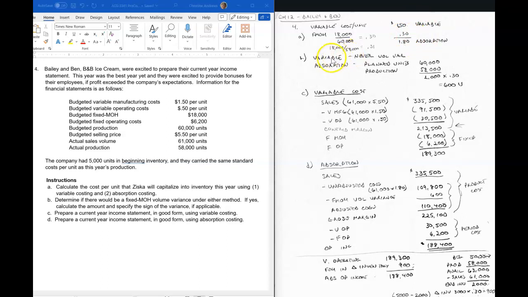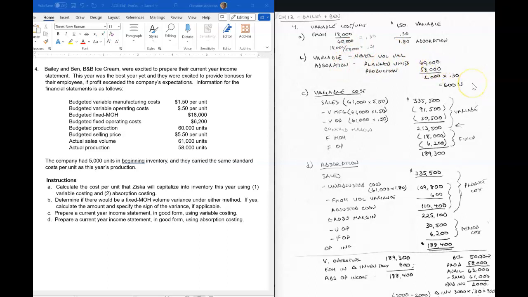Now the next question is determine if there would be a fixed MOH volume variance under either method. Remember that variable costing expenses all of the fixed overhead. It expenses it in full every year. So you never have a volume variance. And under absorption costing, it's the difference between the units that we planned and what we actually produced.